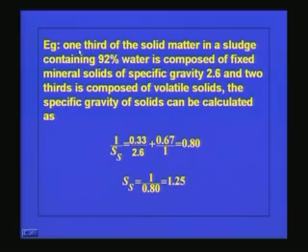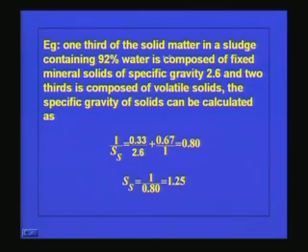Now we will see a problem on how to find the specific gravity of solids as well as sludge. This is the problem. One-third of the solid matter in a sludge containing 92% water is composed of fixed mineral solids of specific gravity 2.6, and two-thirds is composed of volatile solids. The specific gravity of solids can be calculated as given below. Before that, once again we will read the problem. The sludge contains around 92% water and only 8% solids, and in the solids only one-third is composed of fixed mineral solids and two-thirds is volatile solids, and the specific gravity of the fixed mineral solids is 2.6.